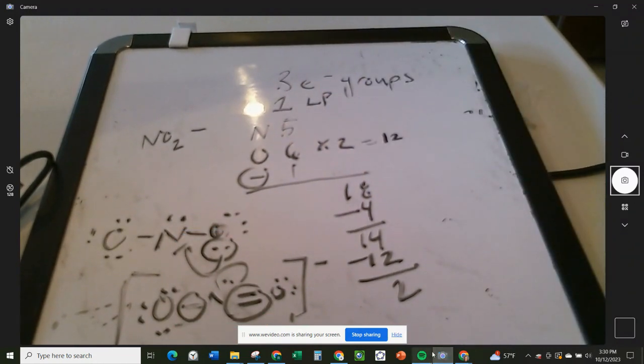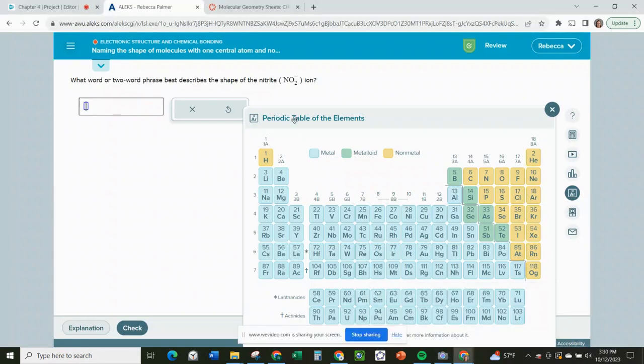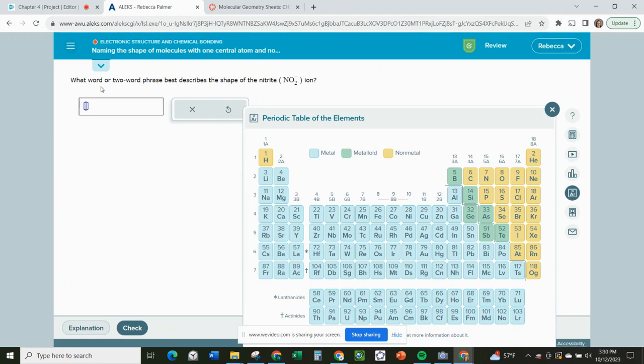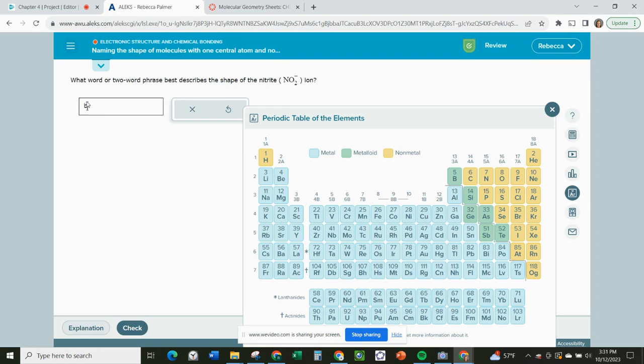So then we're going to use our chart to figure out what is the molecular geometry. So we're saying, okay, we know the lone pair is there. How does that affect where the atoms are, the molecular geometry? So we have 3 electron dense areas around our central atom. But we're looking at the molecular geometry. We know that because it says that right here. What is the word phrase that best describes the shape of the ion? So ion or molecule, we're looking at molecular geometry. So because it has 1 lone pair, it's going to have a bent geometry. We have 3 electron dense areas. 1 is a lone pair. So overall, the molecule takes a bent form. We're looking at an oxygen, a nitrogen, and an oxygen. All right. So then we put that into our text box. Oh, any of these are possible on the test. So I would put this on my note card.